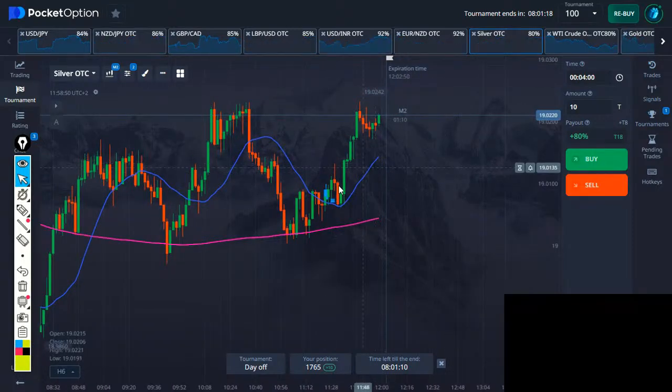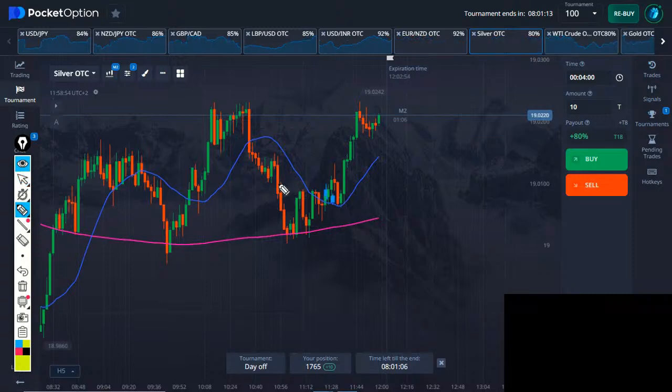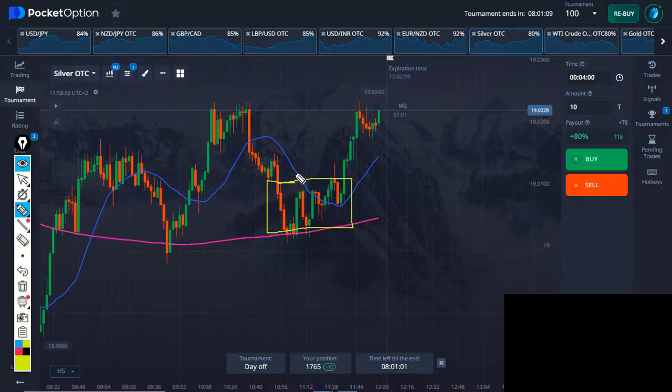See this? Silver OTC. Swing high, swing low, your magic four, boom, over here. 4 to 6 minutes, you have your winning trade.